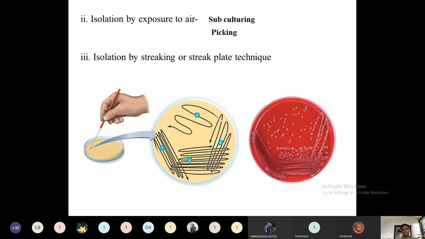Then isolation by streaking or the streak plate technique. Whatever nutrients there are, like agar solution, we prepare in this type of petri dish. So the nutrient will be present in the petri dish, and that petri dish will be applied with a streaking technique. Streaking is just using this spindle, rotating it, and giving a path for the particular microorganisms to grow.